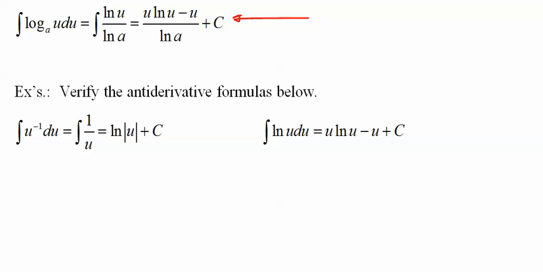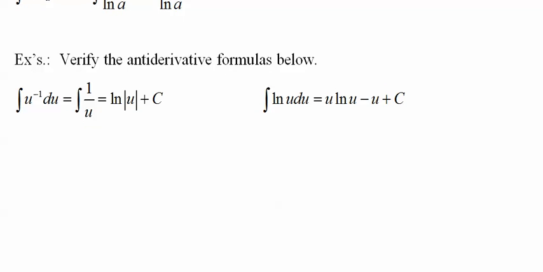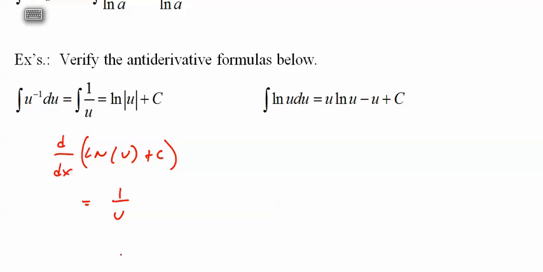So verify the antiderivatives. Well, this is dumb because the derivative with respect to x of the natural log of u plus c is just 1 over u. So integral of 1 over u works. And the derivative, this one actually makes a little more sense. U ln of u minus u plus c.